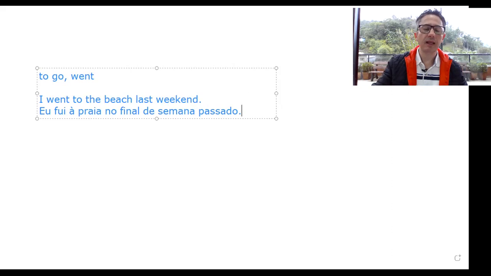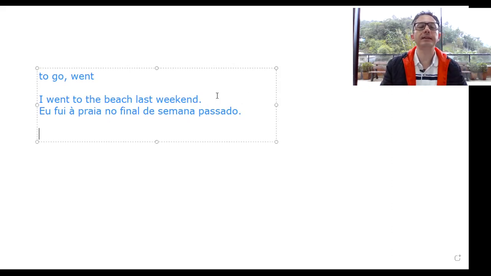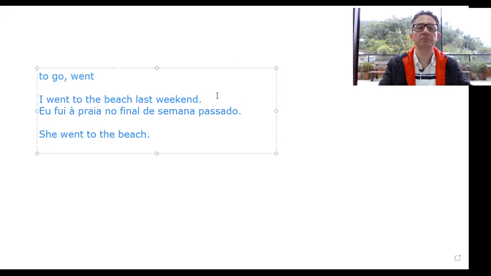All right, like for example, when you say ela foi à praia. She went to the beach. Nós fomos à praia. We went to the beach. Okay.